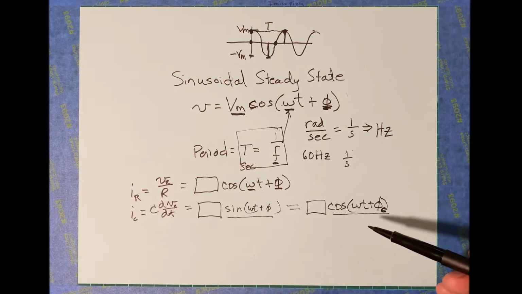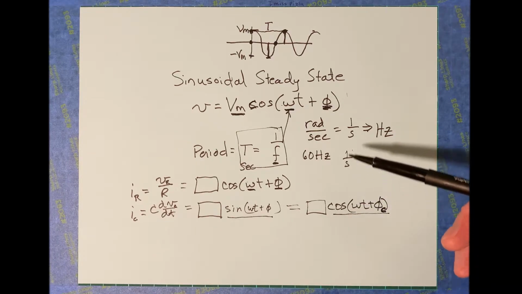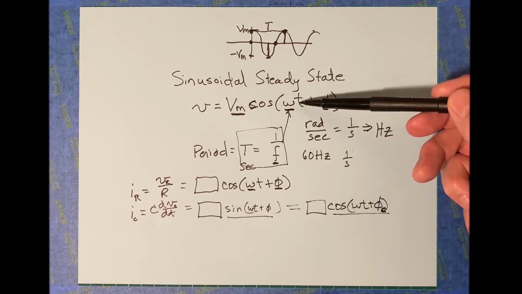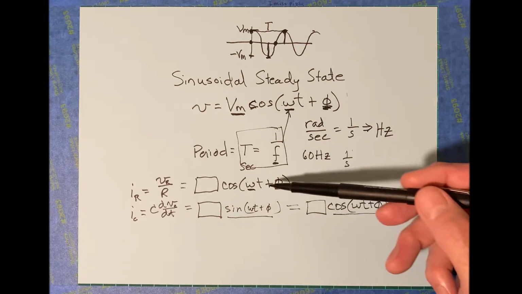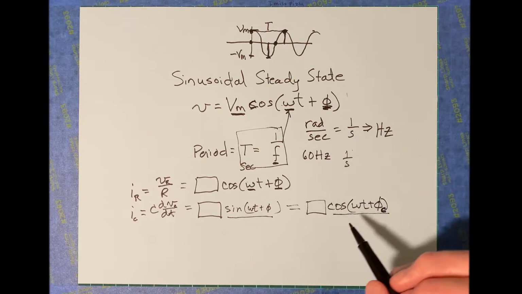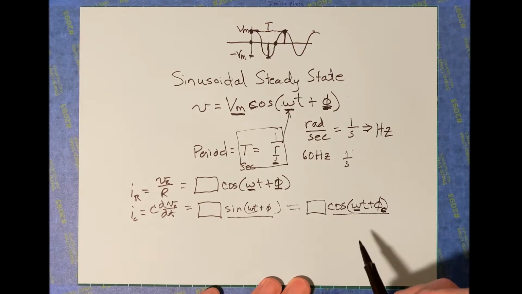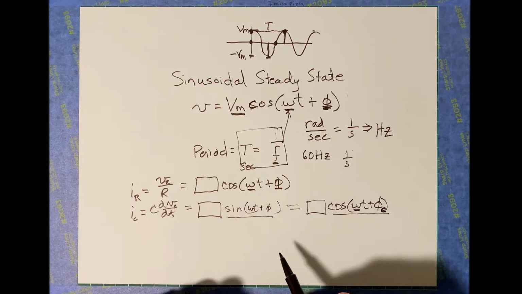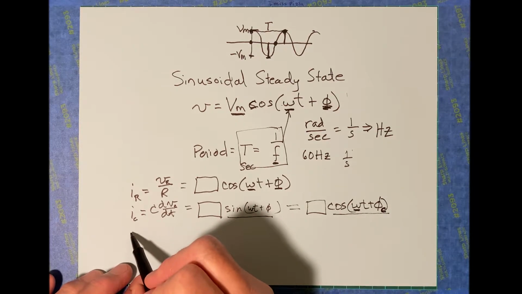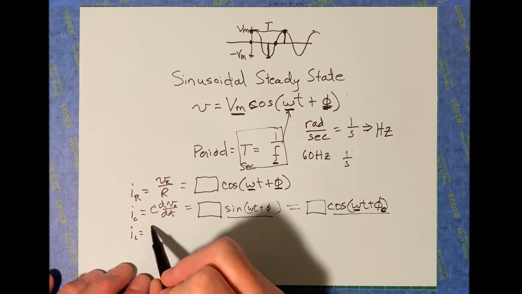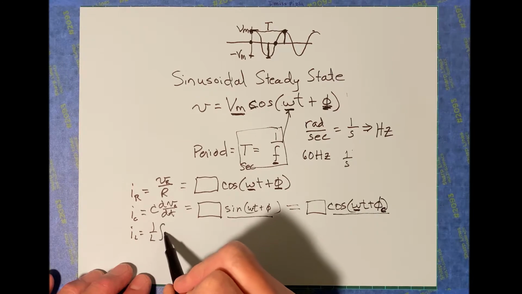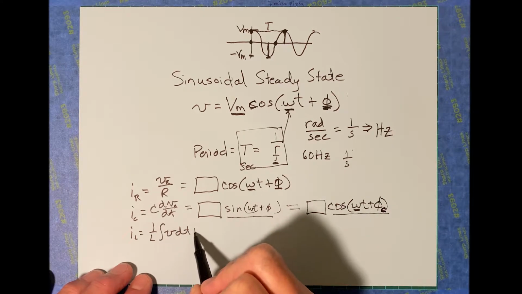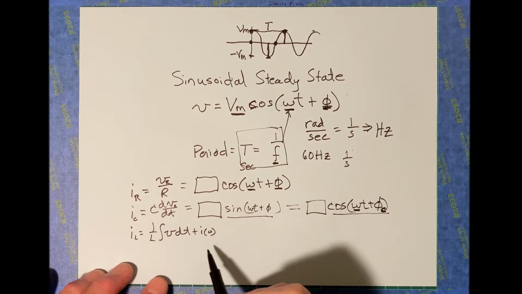Now, this is the point that I want you to get. The voltage and the current for each one of these cases here has exactly the same frequency. And if we were to do this same sort of thing for an inductor, what's that going to be? I sub L is going to be 1 over L times the integral of V dt plus I at 0.